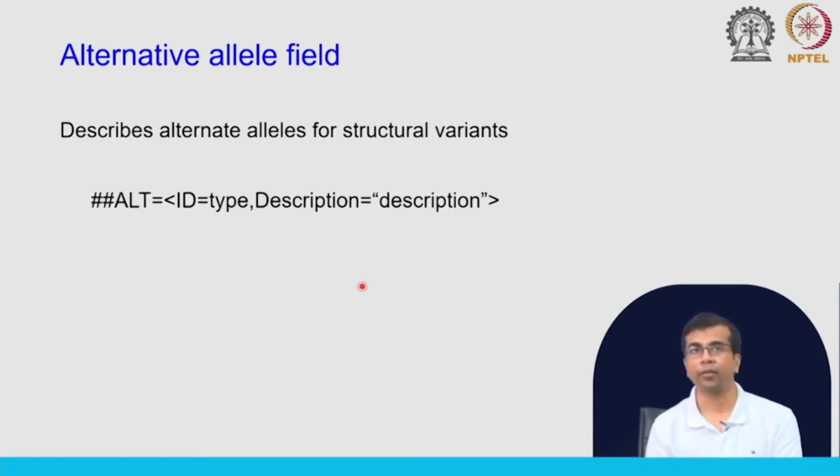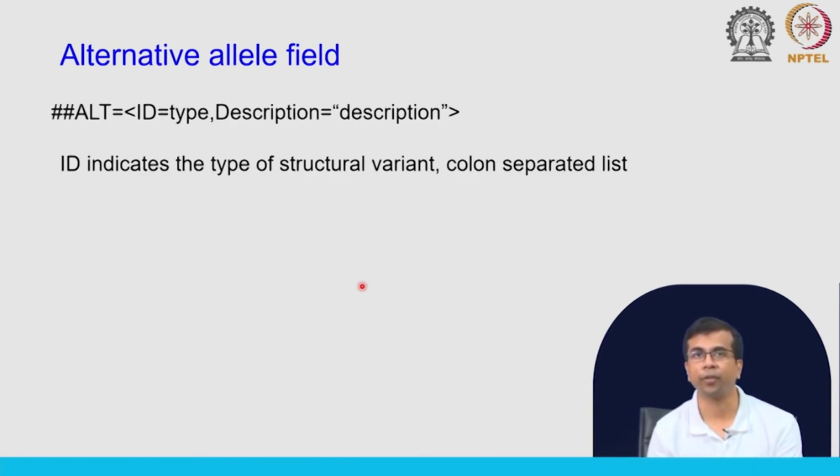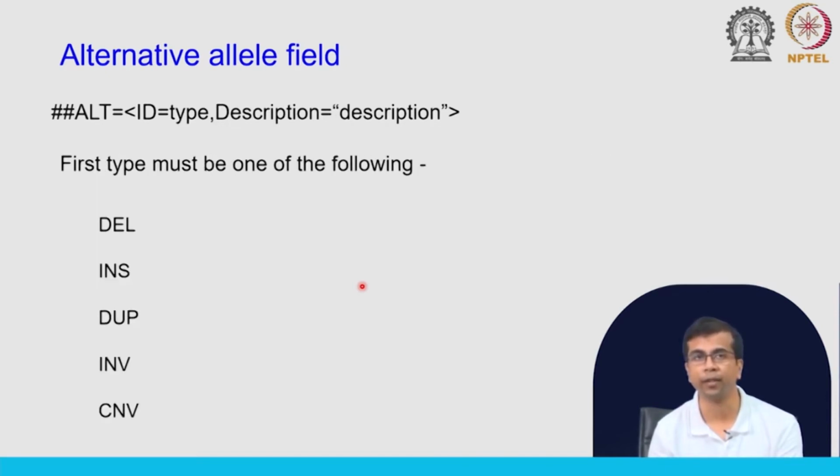Then you also have the alternative allele field. This describes alternative alleles for structural variants, and is especially used there. So, ALT ID equals type and description. For SVs, this ID will indicate the type of structural variant you are looking at. This is often a colon separated list, but the first type must be one of the following: DEL for deletion, INS for insertion, DUP for duplication, INV for inversion, CNV for copy number variation.